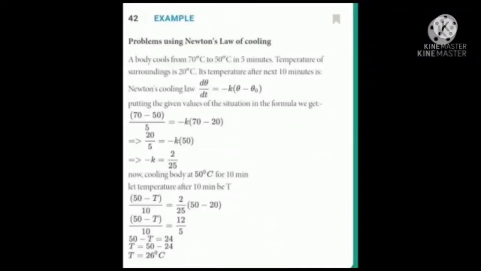Now the body is cooling from 50 degrees Celsius for 10 minutes. Let the temperature after 10 minutes be T. So (50 minus T) by 10 equals 2 by 25 into (50 minus 20). On calculating, you find the value of the temperature to be 26 degrees Celsius. So this is one of the applications of Newton's law of cooling.